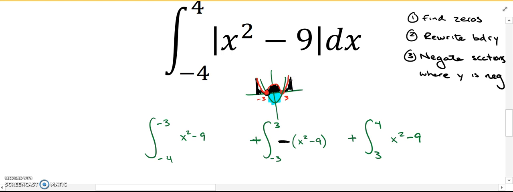So I found the zeros, I rewrote the boundaries, I negated the sections where the y value was negative, and at that point you evaluate. It is a lot of algebra. I think that's the most difficult part about AP Calculus. It's not actually the calculus that's involved in it. It's the algebra that you have to do to finish the simple calculus process.